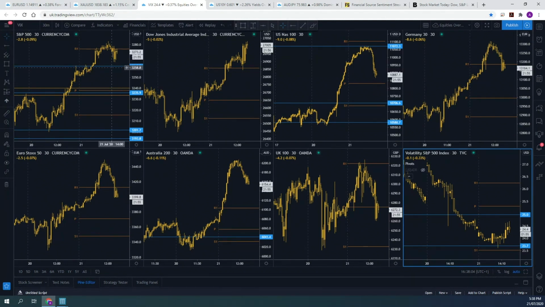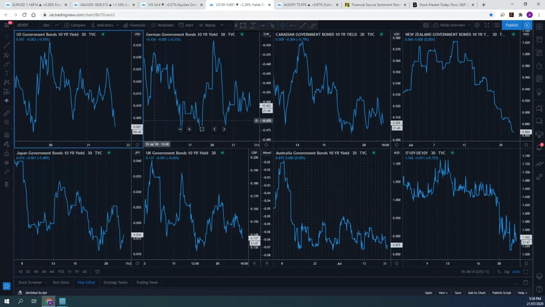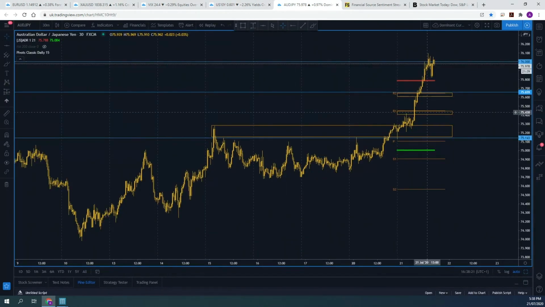Are they moving higher or down in line with those risk flows? What about your risk sensitive commodities like oil, copper? How are they performing in the session? Again, looking over to bond yields, how are they performing? So, if you see, for example, if you're trading something like the Aussie yen, so let's say you want to trade the Aussie yen to the downside. Or let's say you want to buy the Aussie yen, right?